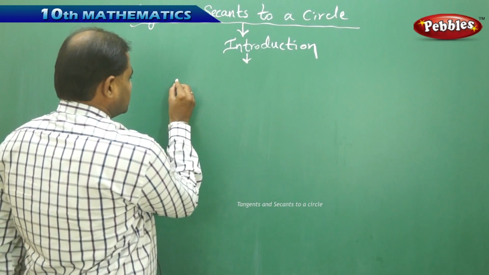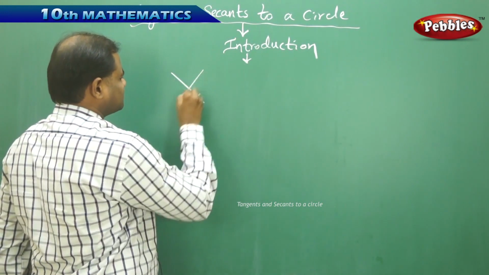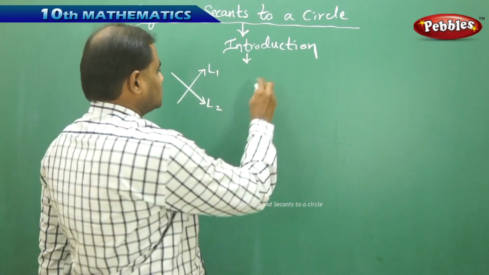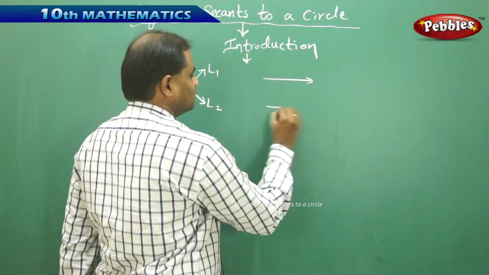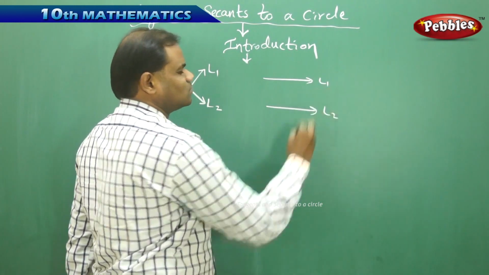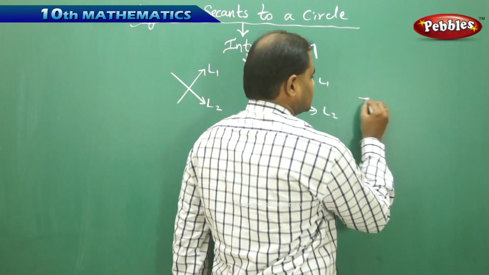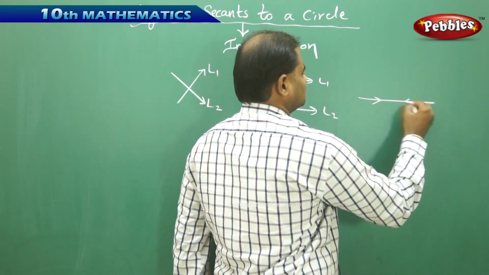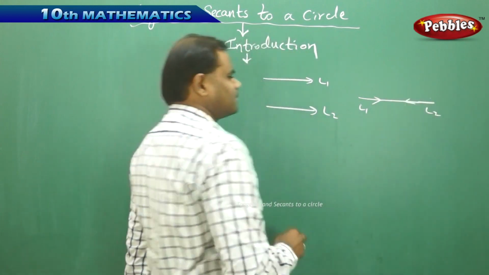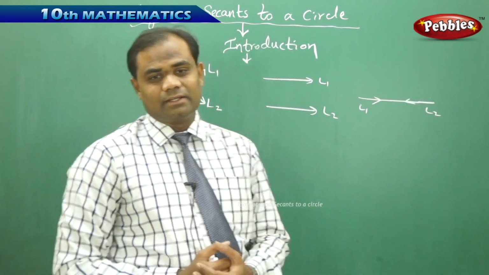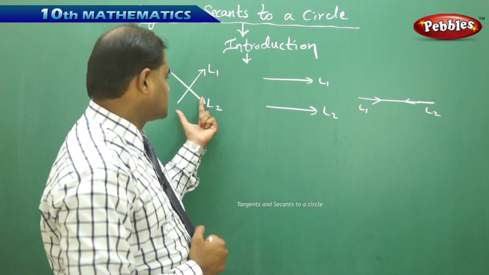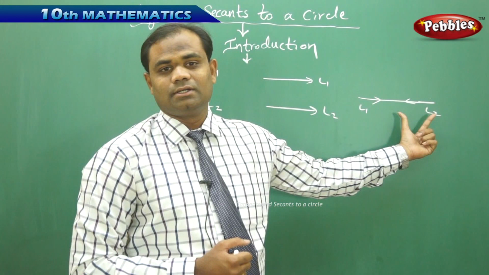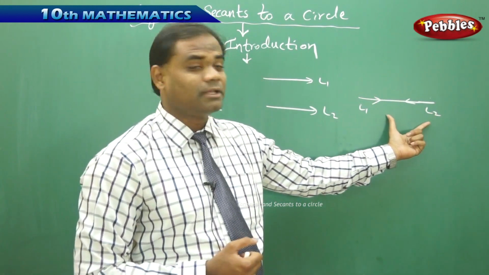Now the straight lines were identified either to intersect, the line L1 is said to intersect L2, or the second possibility was the line L1 was parallel to L2, and the third possibility was that the lines L1 and L2 coincide. So there were three different cases in case of straight lines: either intersecting, or being parallel or non-intersecting, or coincident, intersecting at infinitely many points.